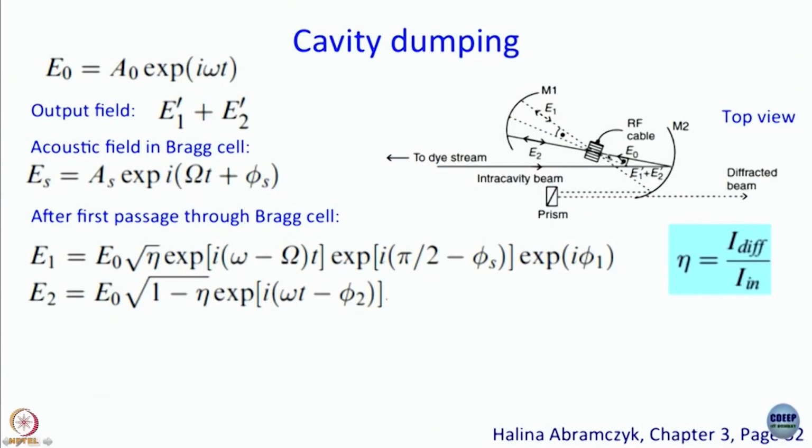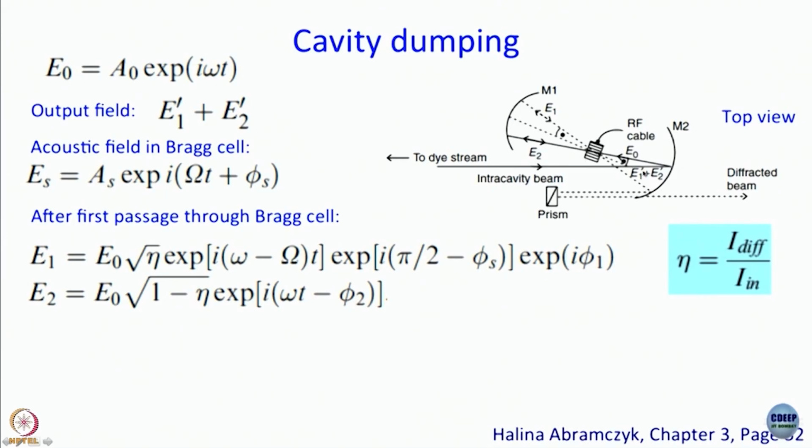Right. But what have we considered so far? This is a Bragg cell, E0 has hit M2, gone to the Bragg cell, one part has gone straight, one part has been diffracted. We have not got to E1 dashed yet, isn't it? We have to consider E1 dashed. To do that, we have to consider there is another pass in the other direction. So, E1 and E2 both hit M1 and come back. E1 hits the mirror, comes back, goes to the Bragg cell again. E2 hits M1, comes back, goes to the Bragg cell again.